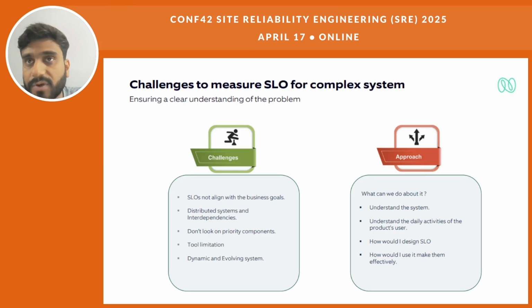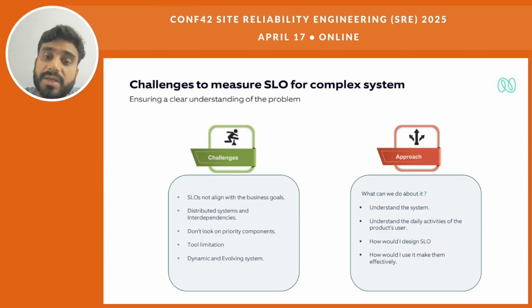And at the end, of course, there are the dynamic and evolving systems; we work in an agile environment. Our system is also upscaled and upgraded, and we work with continuous deployment. So we always have new features coming in, and accordingly we need to set the SLOs again as per the changes. So these are some of the challenges. So what should be our approach to solve this kind of issue?